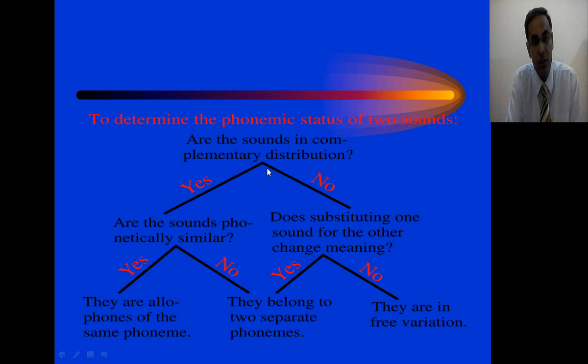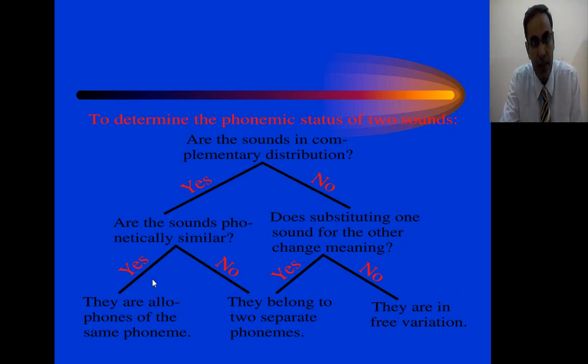If they are not in complementary distribution, we ask ourselves, does substituting one sound for the other change meaning? If yes, they belong to two different phonemes. But if no, they are in free variation. Again, if we substitute these sounds and the meaning changes, they are different phonemes. If they do not change meaning, they are in free variation. Are the sounds phonetically similar? If yes, they are allophones, such as nasalized vowels.